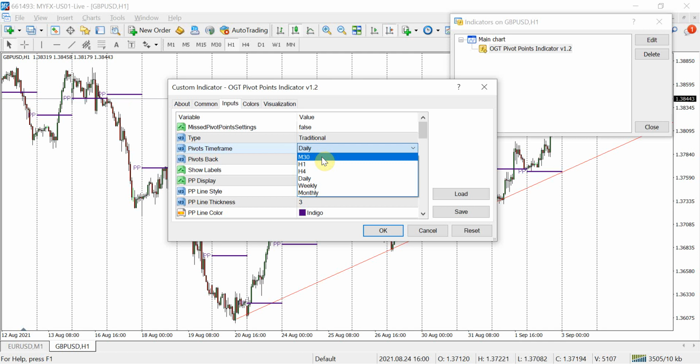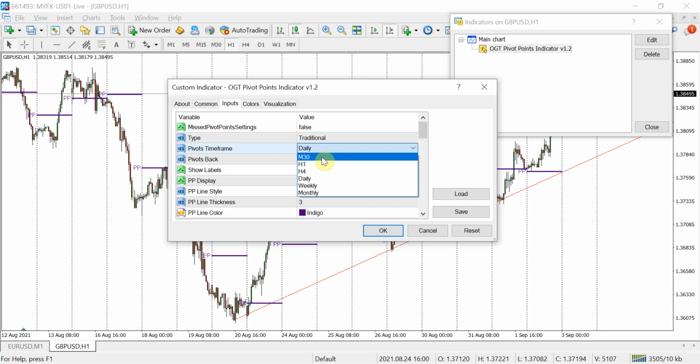Now the game changer in version 1.2 is that you now have the ability to see missed pivots. For those of you who've been following my channel, you know that I am obsessed with missed pivot trading strategies. Again, the links to all those trading strategies are down below, so you can check those out. But I love using missed pivots as take profit targets.